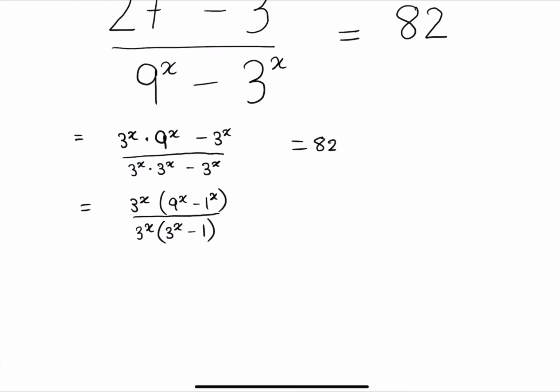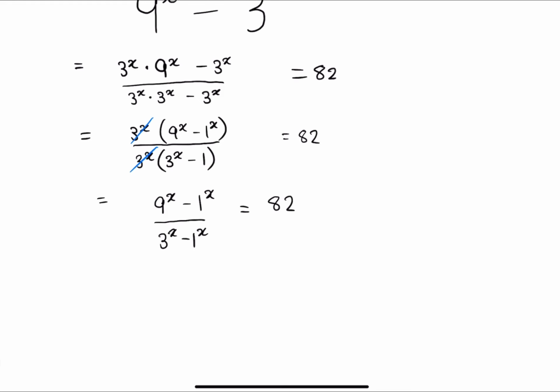So now if you look closely, the 3 to the power of x in both cancels out. So we've been left with 9 to the power of x minus 1 to the power of x, divided by 3 to the power of x minus 1 to the power of x, gives us 82.